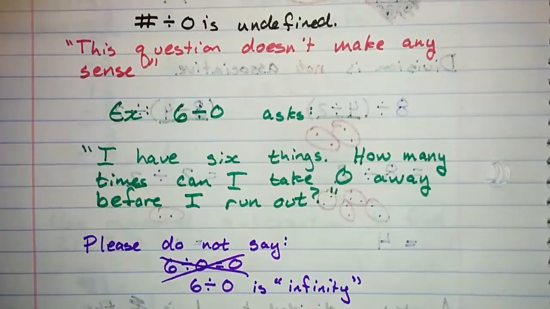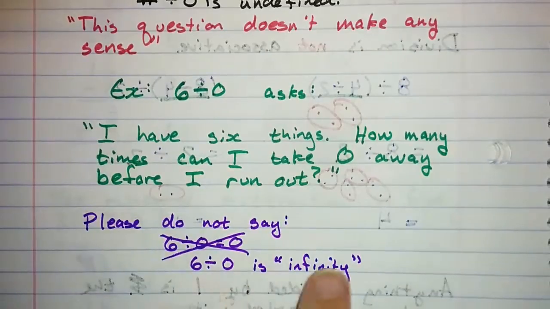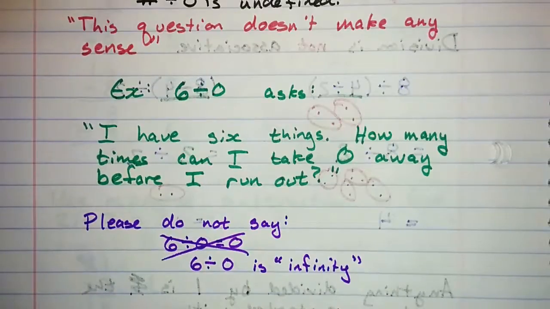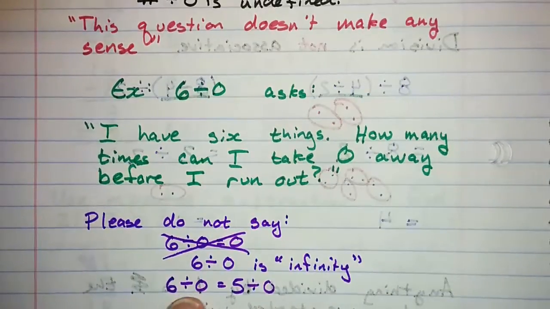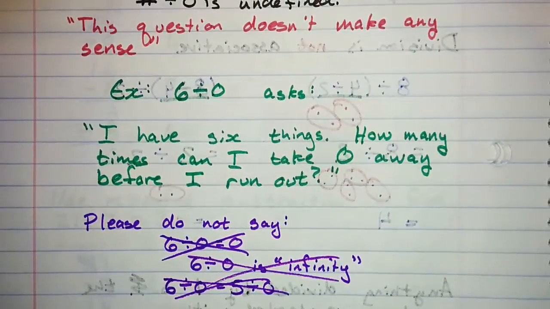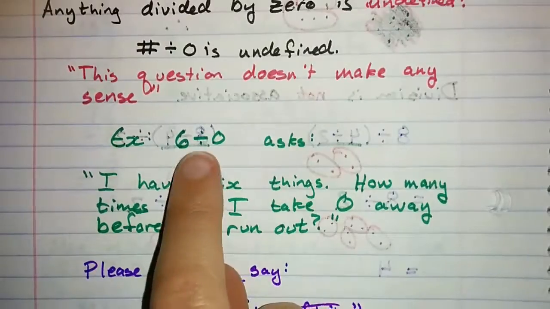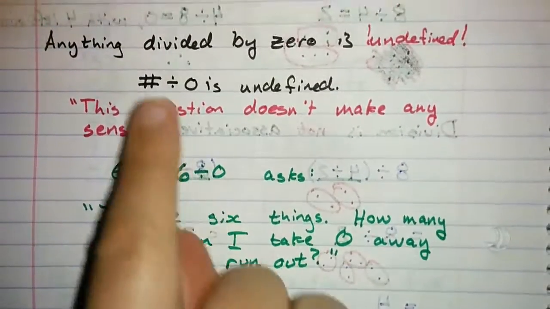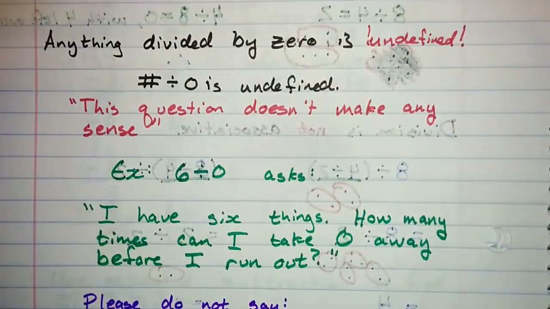Infinity, while it is a mathematical idea, is not a number. The second reason that you shouldn't do this is that if you're doing this, you're saying, for example, that 6 divided by 0 equals 5 divided by 0. And that's going to create some problems down the road. No, what you should be thinking is, this question doesn't make any sense. Anything divided by 0 is undefined. If division by 0 turns up somewhere in a problem, either you've made a mistake or the problem doesn't have a solution.